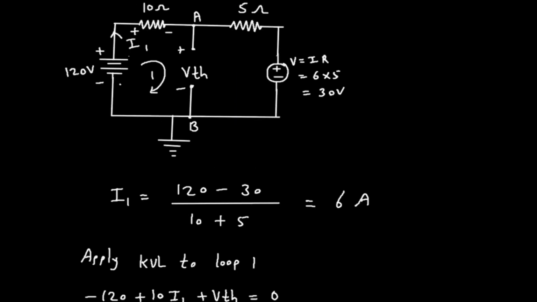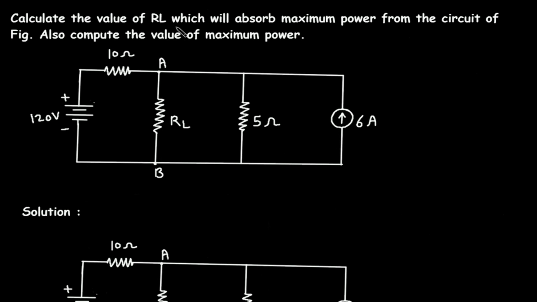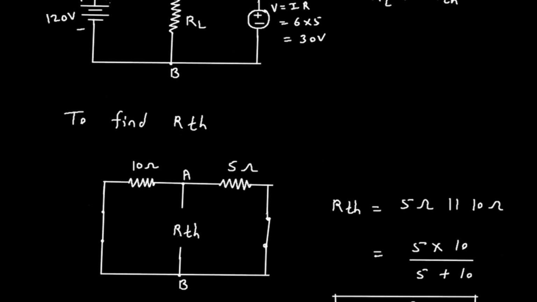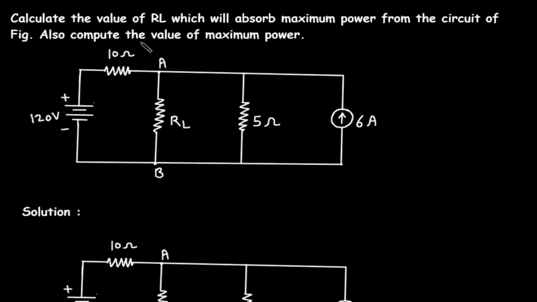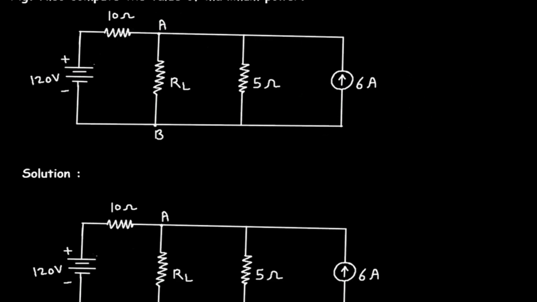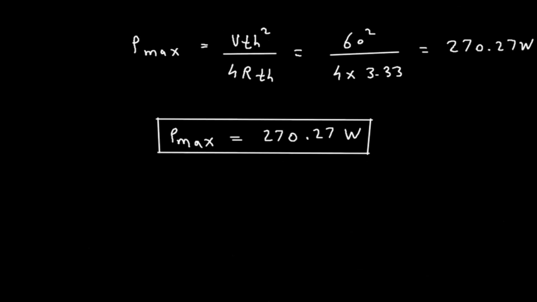What we have to calculate? We have to calculate the value of RL, which will absorb maximum power. So the value for RL is 3.33. Then next we have to compute the value of maximum power. So the value for maximum power is 270.27 watt.